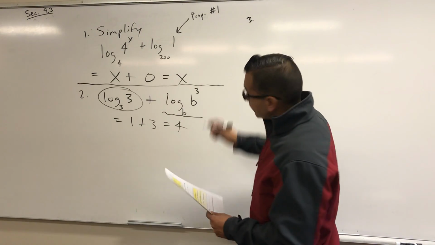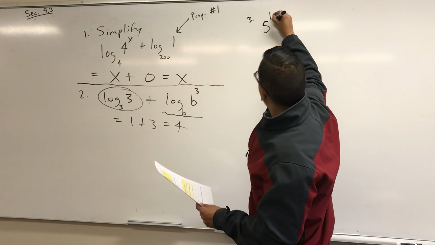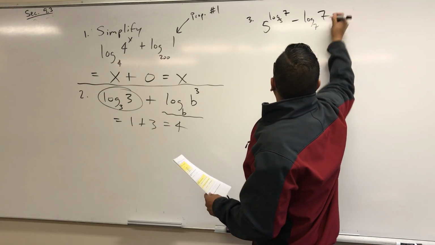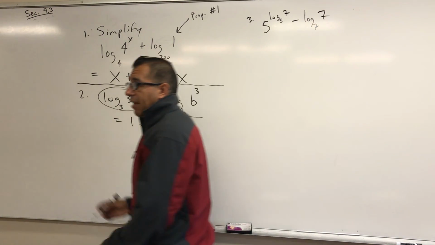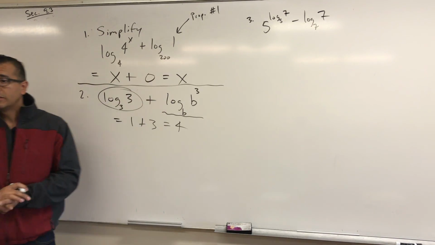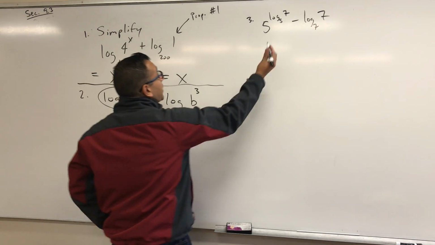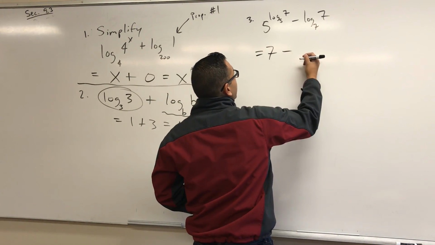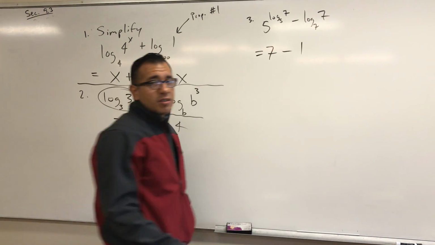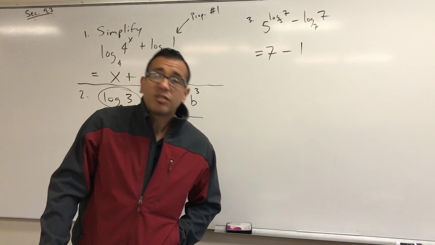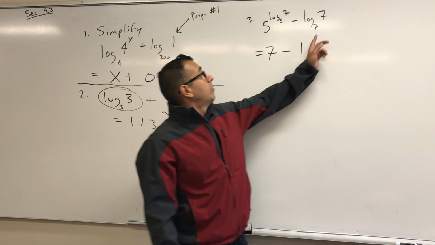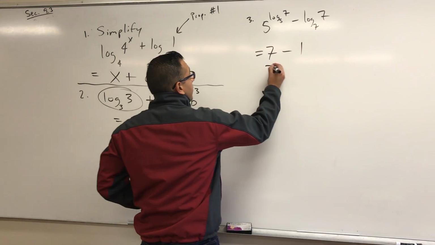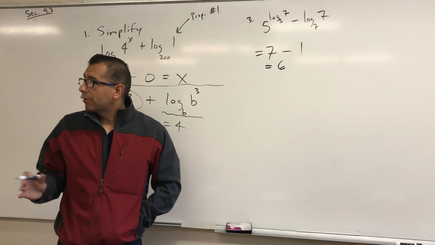All right, number 3. What's going to happen with that first piece? 7. Good, those 5s cancel. Then minus, drop down the minus sign. What's this piece? 1, because you're using property number 2. When these two are the same, it's just a 1. Then we subtract and get 6. So I think those properties are okay.